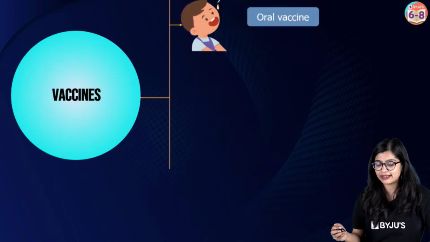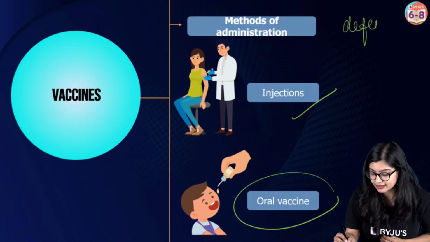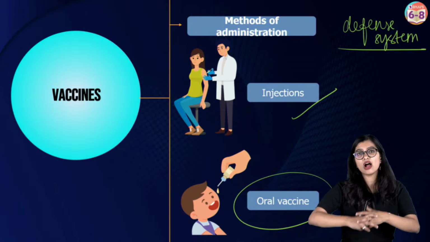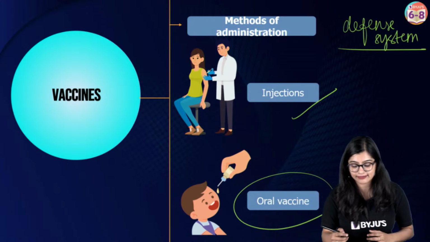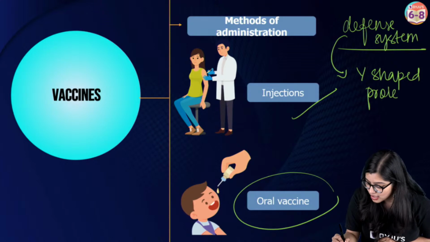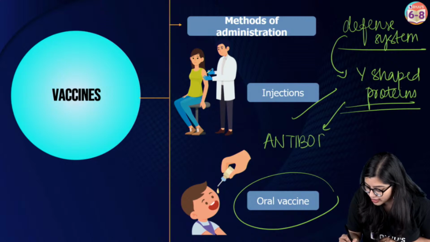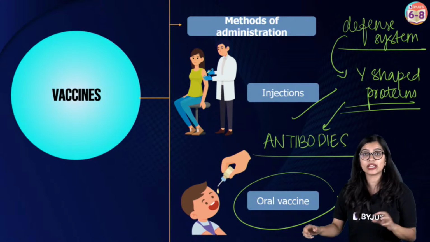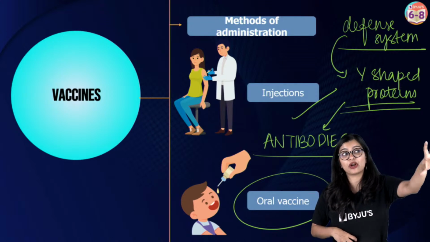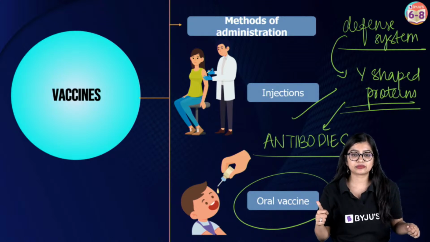Once it enters our body, our body's defense system will get activated. All the defense WBCs and everything will get activated, and they will produce Y-shaped proteins called antibodies. So what are antibodies? Proteins produced within my body. What are antibiotics? Chemicals which are produced by other organisms. Are you all clear?